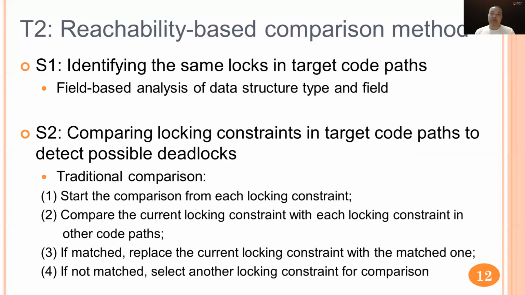The traditional method used by RacerX and other existing approaches is very simple. This method starts the comparison from each locking constraint and compares the current locking constraint with each locking constraint in other code paths. If matched, the method replaces the current locking constraint with the matched one. If not matched, it selects another locking constraint for comparison.